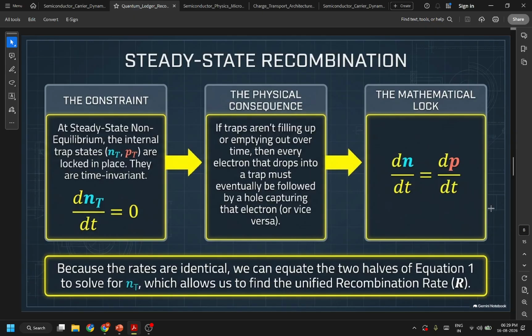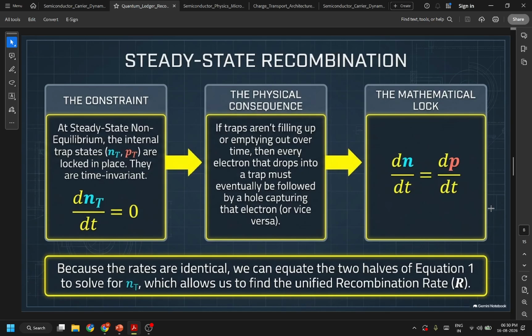So next we come to steady state recombination. At steady state non-equilibrium, the internal trap states Nt, Pt are locked in place. They're time invariant, so dNt by dt is 0. If traps aren't filling up or emptying out over time, then every electron that drops into a trap must eventually be followed by a hole capturing that electron, or vice versa, which means dn by dt must be equal to dp by dt. Since they are not staying in the traps, they are moving to the other band.